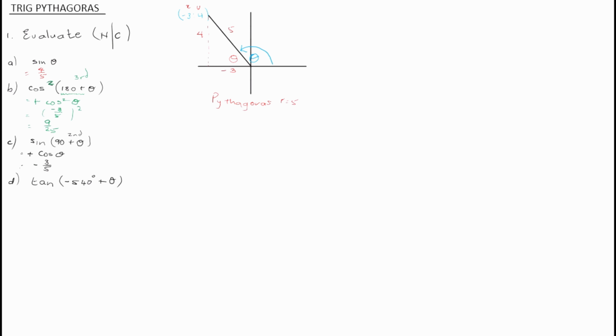Right. The next one is working with revolutions. You're going to add 2 revolutions to -540, and you will end up with 180, and keep the plus theta. So that's going to be tan in the third quadrant, which is positive. And then you look it up, and tan off the diagram is going to be 4 on -3.